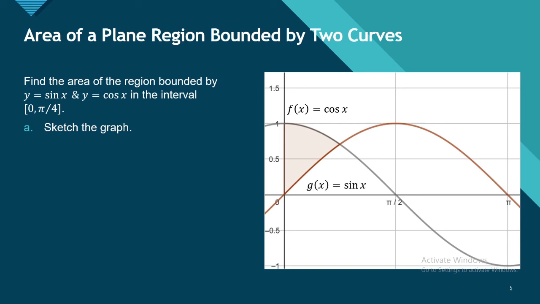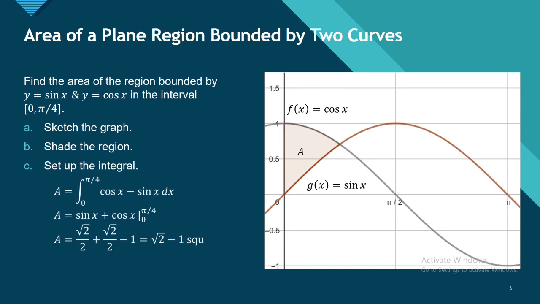Here we are told the interval of integration. It's from 0, somewhere here, to pi over 4, which is the midpoint of 0 to pi over 2. That shaded region is the region whose area we must produce using a definite integral. Let us set up the integral. It's going to be the integral of cosine of x, the function above the plane region, minus sine of x, the function below the plane region, dx, evaluated from 0 to pi over 4.